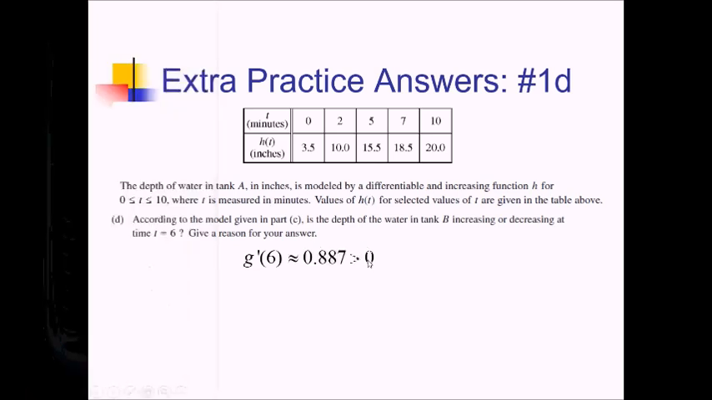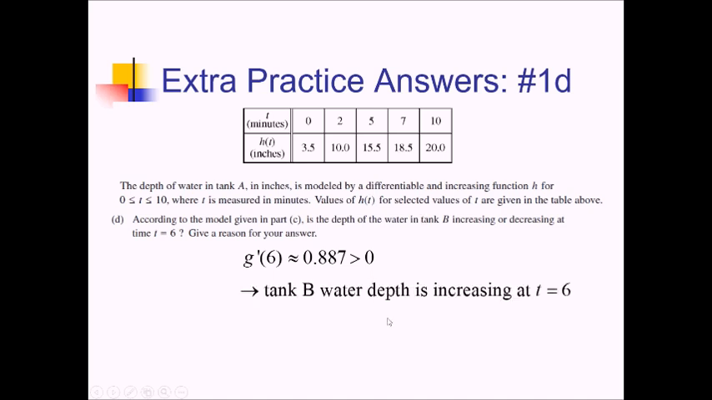Now that's a positive number. Since the derivative of g is positive at 6, that tells me that the g function, and thus the depth of the water in tank B, is increasing at time 6.